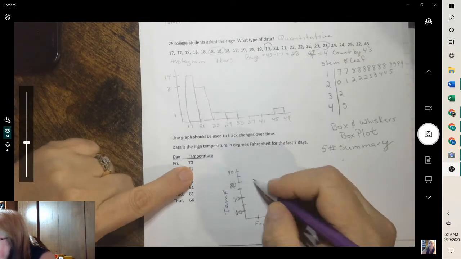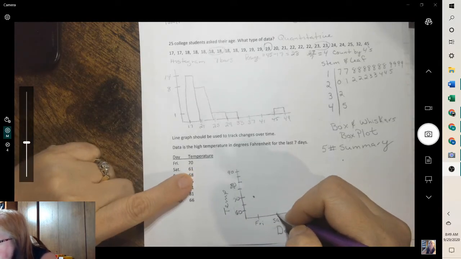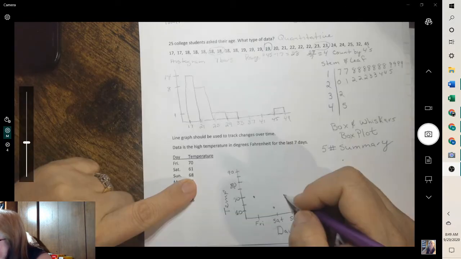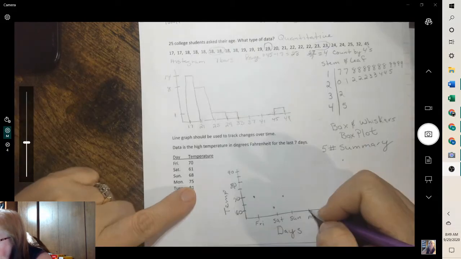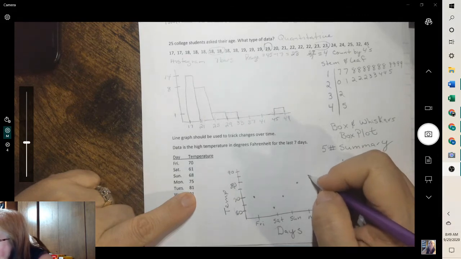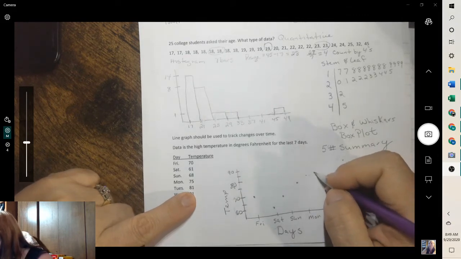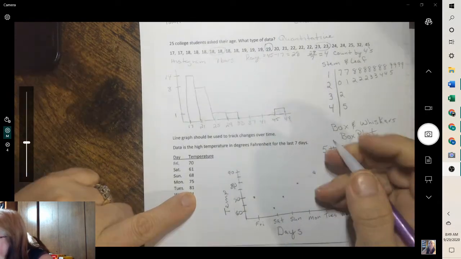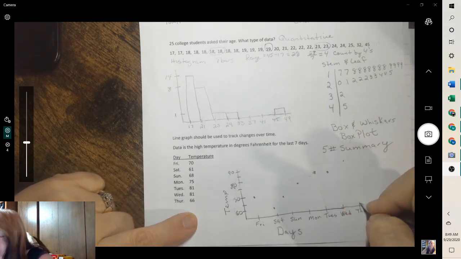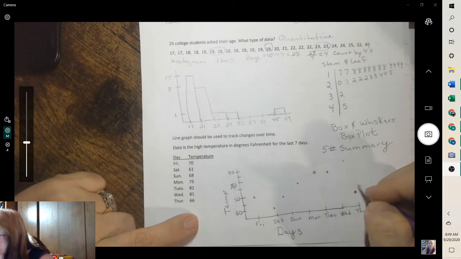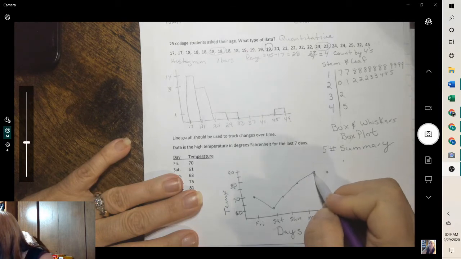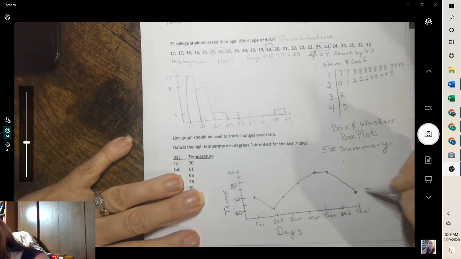So Friday was 70, put a point. Saturday was 61. Sunday was 68. Monday was 75. Tuesday was 81. Oops, Tuesday over here. Wednesday was 81. And Thursday went back down to 66. And then you just connect your dots. And that would be our line graph.